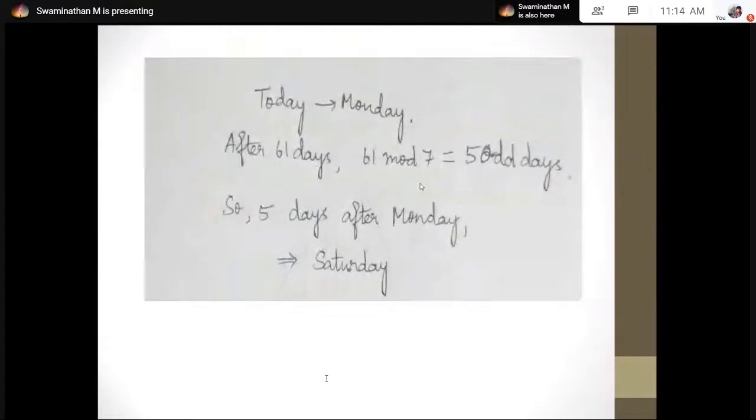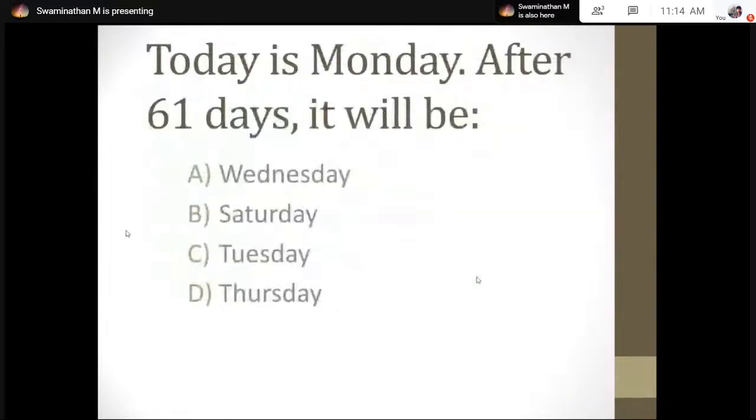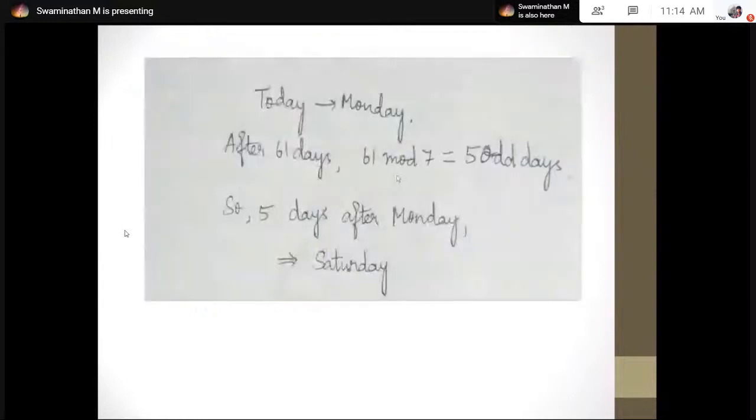The answer. Today is Monday. So, after 61 days, 61 mod 7 gives 5 odd days. So 5 odd days means 5 days after Monday. If the starting day, that is today, is Monday, then 5 odd days: Tuesday, Wednesday, Thursday, Friday, Saturday. So Saturday is the answer. If today is Monday, you have to find just mod 7 and the number of odd days, and calculate 5 days after this.